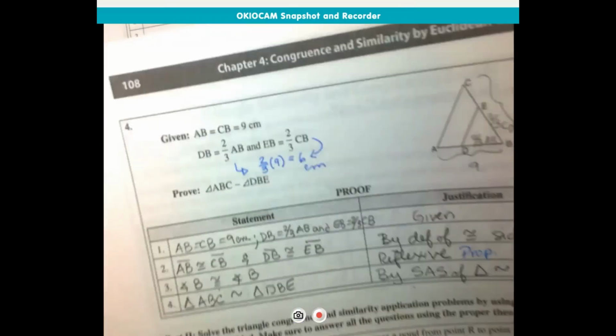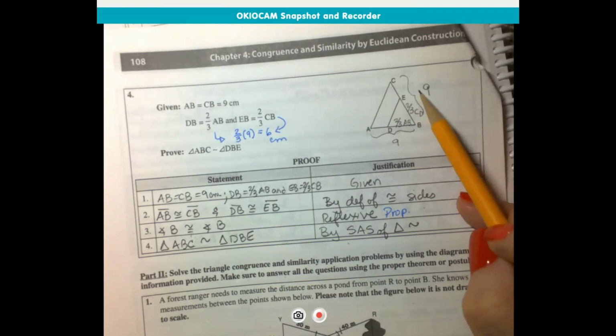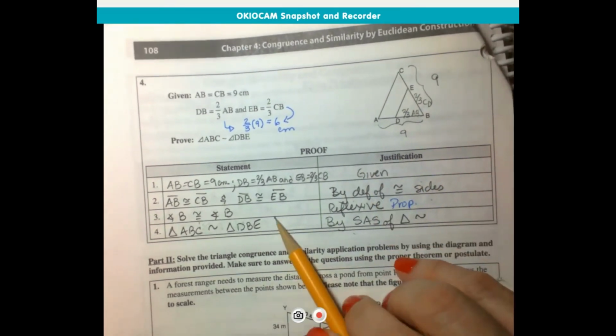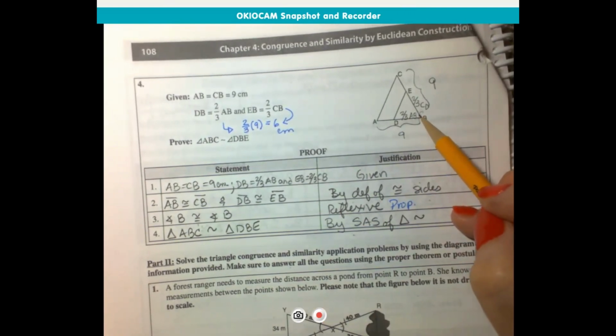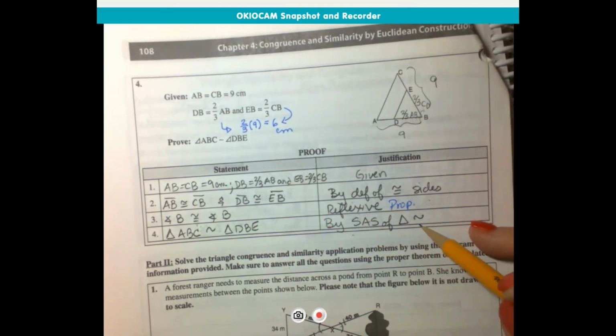And then the last one up here, right? So this one, they tell you that this is 2/3 and that's 2/3 and that's 9 and this is 9, right? So very similar to the application problem, right? We're also going to think of the angle B as reflexive with itself because they share that. So then you have side, angle, side of triangle similarity.